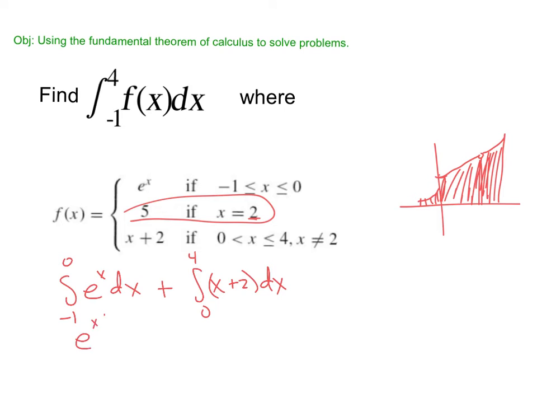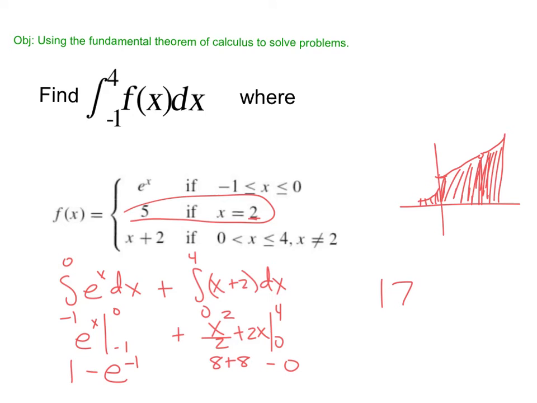So e to the x from -1 to 0, and then x squared over 2 plus 2x from 0 to 4. So let's see, we get 1 minus e to the -1. Let's see, 16. So that's 8 plus 8, so 16, and then minus 0. So we got 17 minus e to the -1 is the final answer.